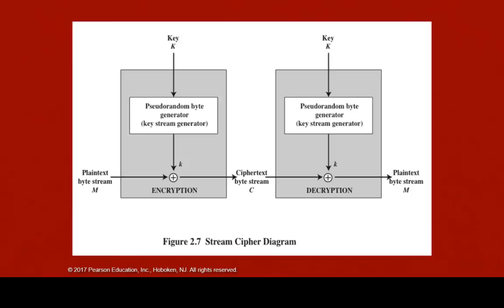In this structure, a key is input to a pseudo-random bit generator that produces a stream of 8-bit numbers that are apparently random. The pseudo-random stream is unpredictable without knowledge of the input key and has an apparently random character. The output of the generator, called a key stream, is combined 1 byte at a time with the plaintext stream using the bitwise exclusive OR operation.